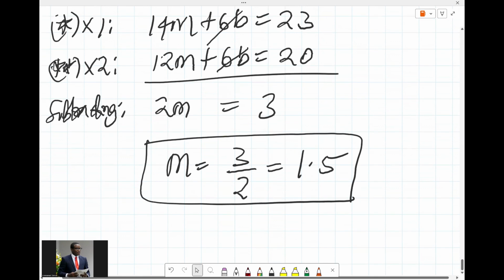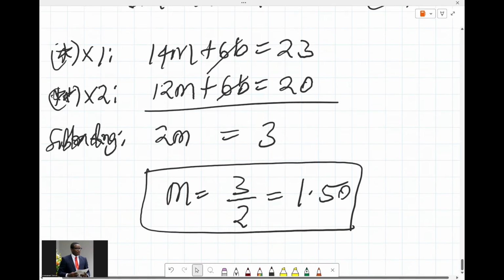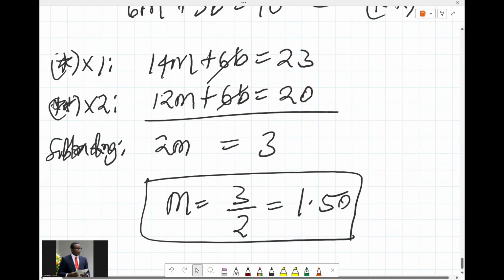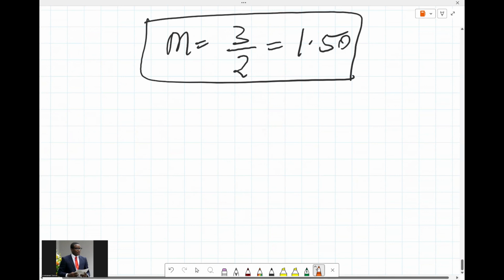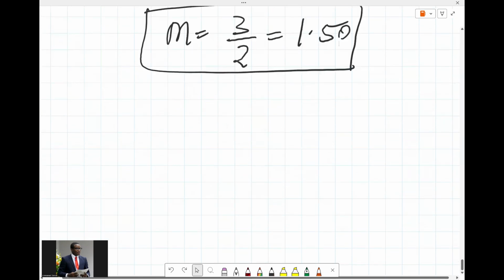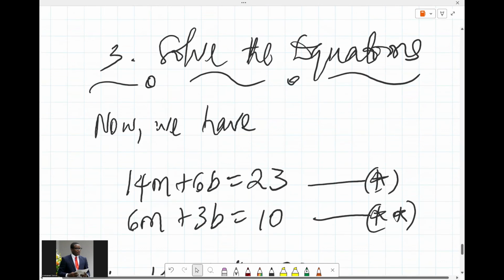Then we have 1.50 if you like. Next, since we have m already, it's easy to get whatever else we need. So we can just say from equation star star now, let me preserve this for later. Let me say from equation star star, which is the simpler of the two. We can use any of the two equations actually.